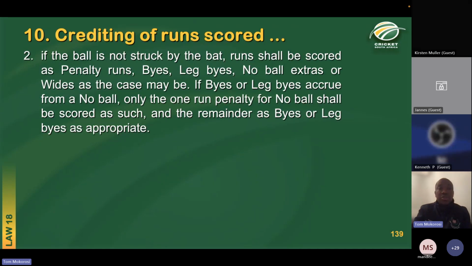If the ball is not struck by the bat, runs shall be scored as penalty runs, byes, leg byes, no ball extras, or wides, whatever the case might be. And Abdullah will be taking us through byes and leg byes later this evening. If byes or leg byes accrue from a no ball, only the 1-run penalty for no ball shall be scored as a no ball, and the remainder as byes or leg byes.